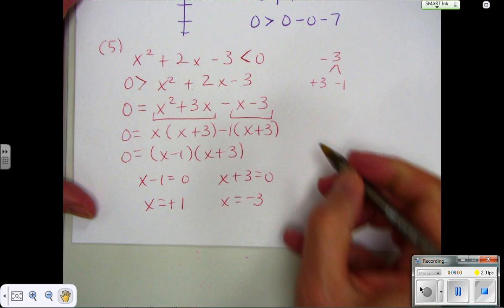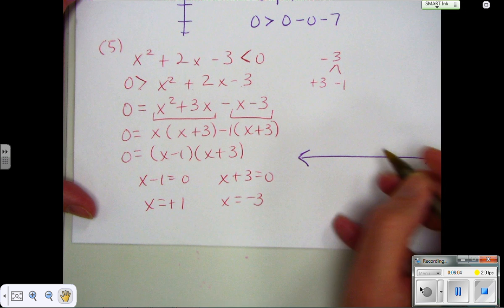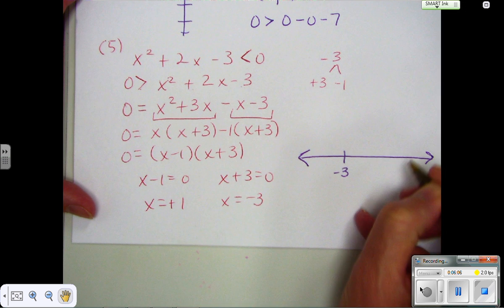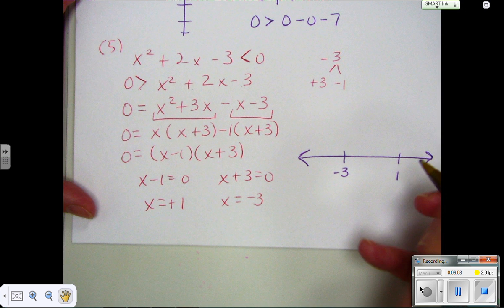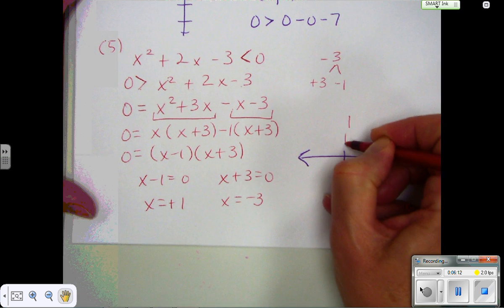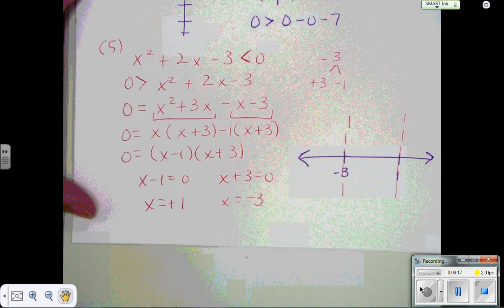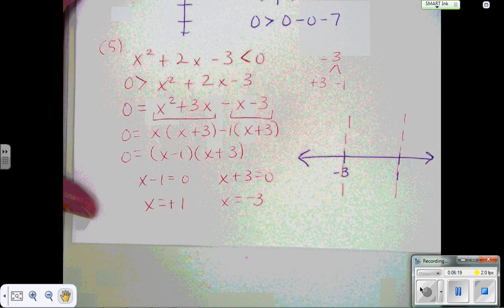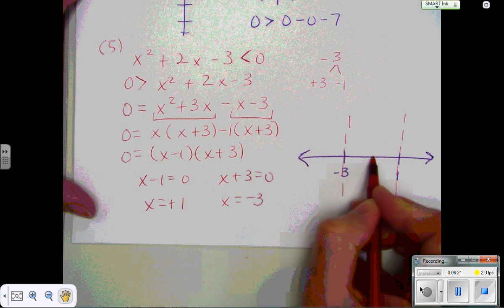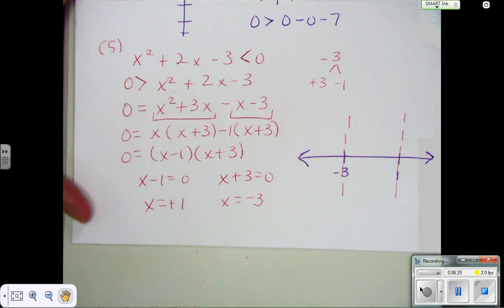Okay, so now what we're going to do is draw a number line, and we're going to plot those 2 points on a number line. Here's negative 3, and here's 1. So I have this divided up actually into 3 sections. There's one section. There's another section. So what I want to do is pick points from each section, substitute in, and see which one's going to make it a true statement.